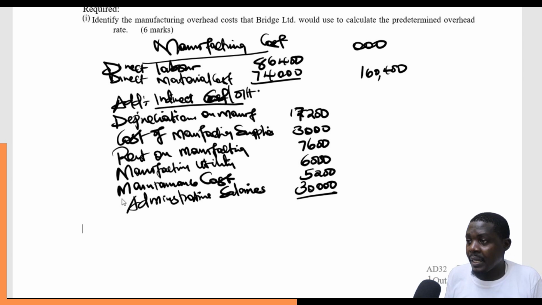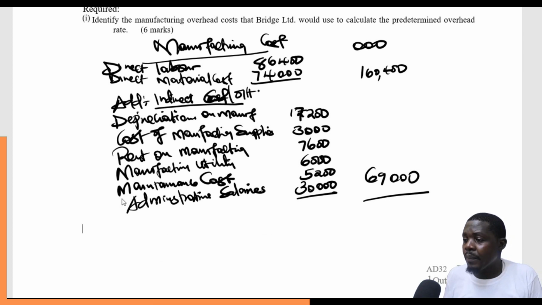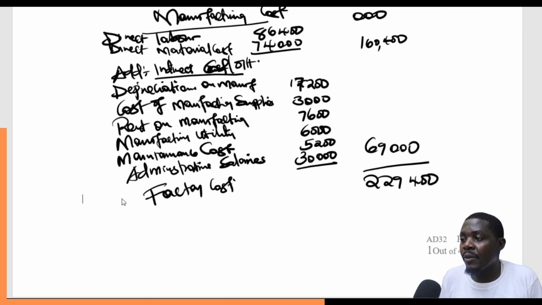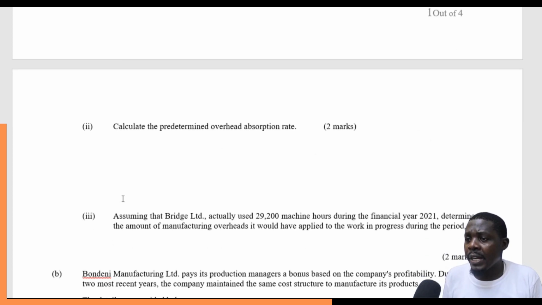We have 69,000. Therefore, you take 160,400 plus the answer, and we have 229,400. That is the total factory cost. In other words, they are talking of factory manufacturing overhead cost. That's the factory cost. Number 2, calculate the predetermined overhead absorption rate.